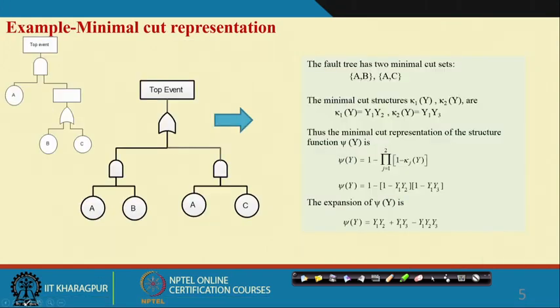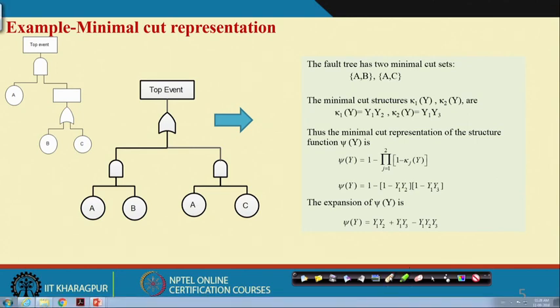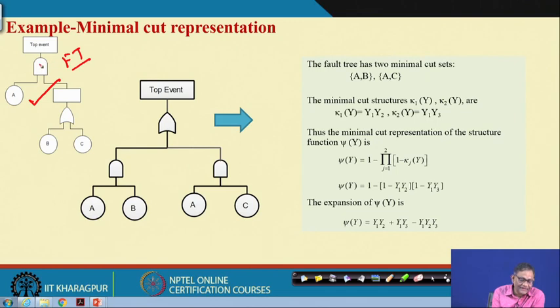Let us concentrate on this example. This is the fault tree. A, B, C are basic events, 3 basic events. This is an AND gate, this is an OR gate. This is the starting point. We have converted this to an equivalent fault tree using the cut sets of this fault tree.